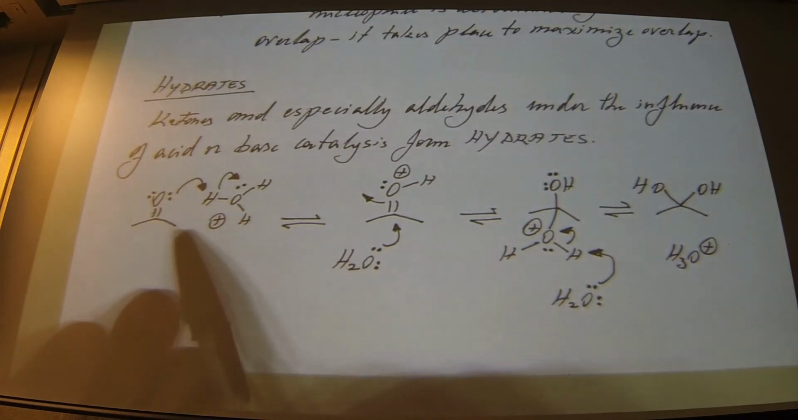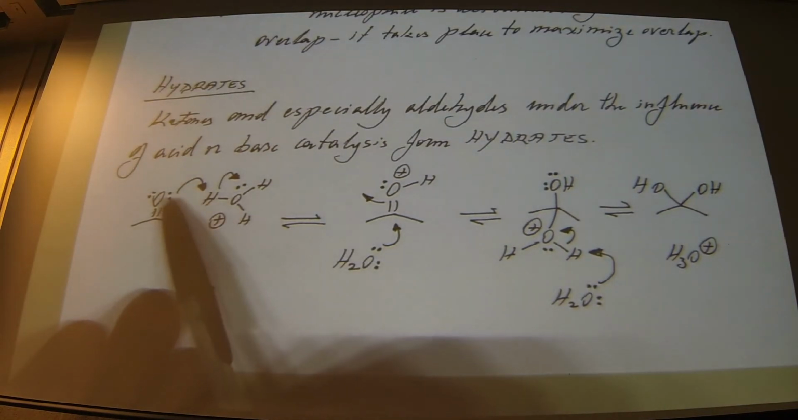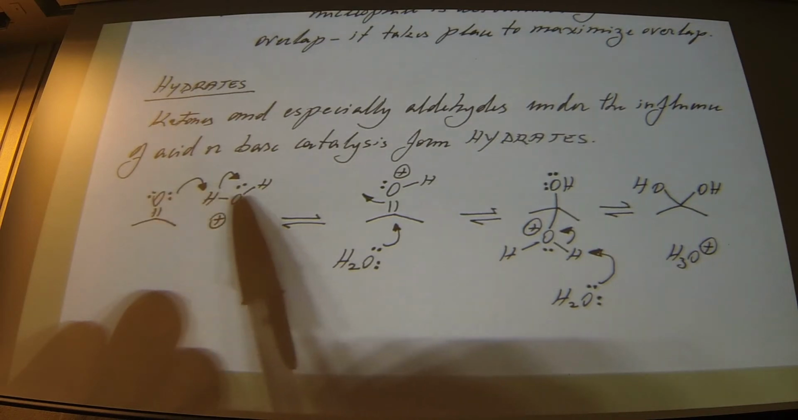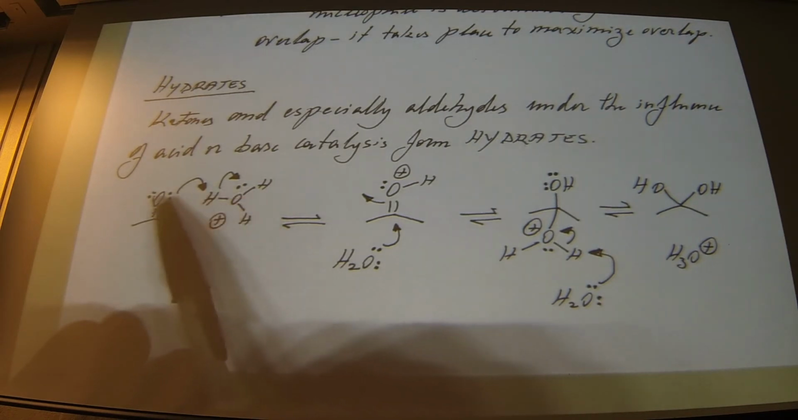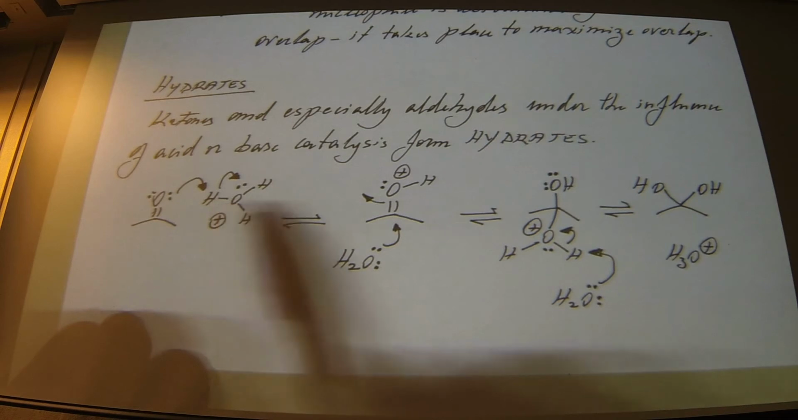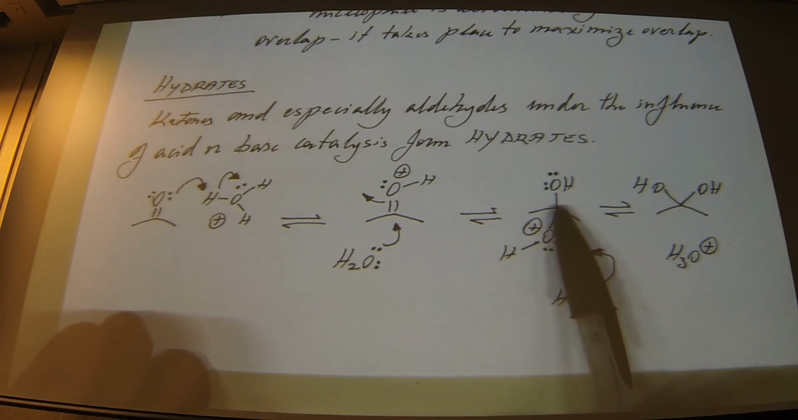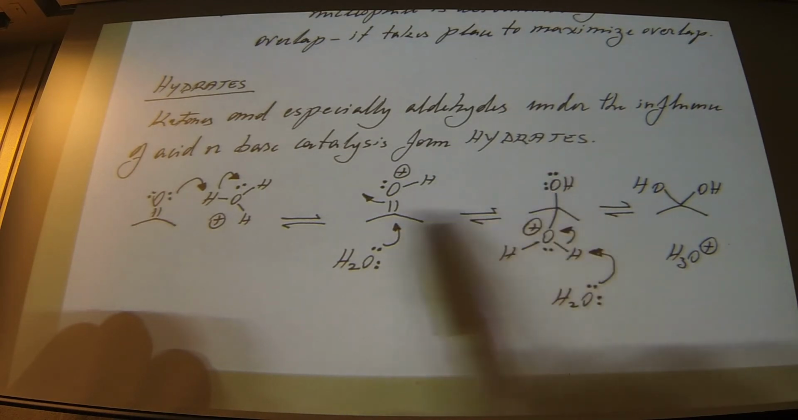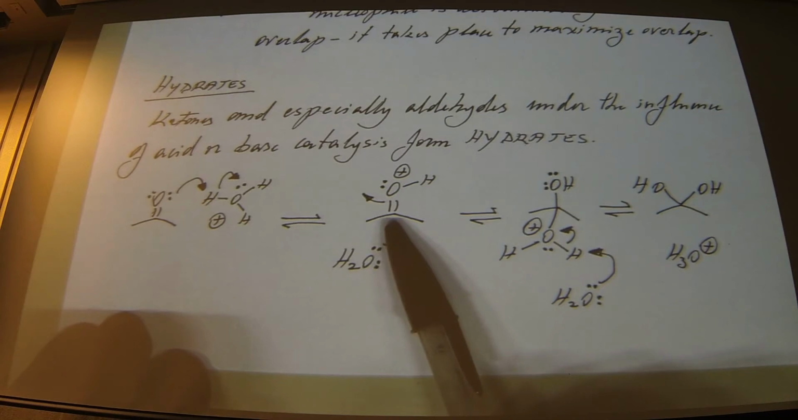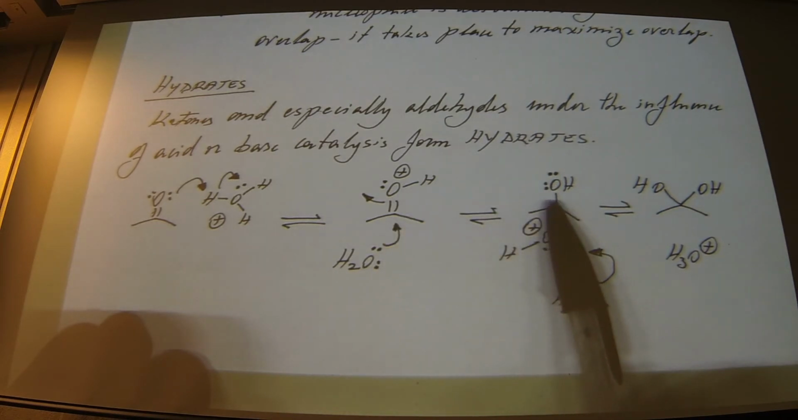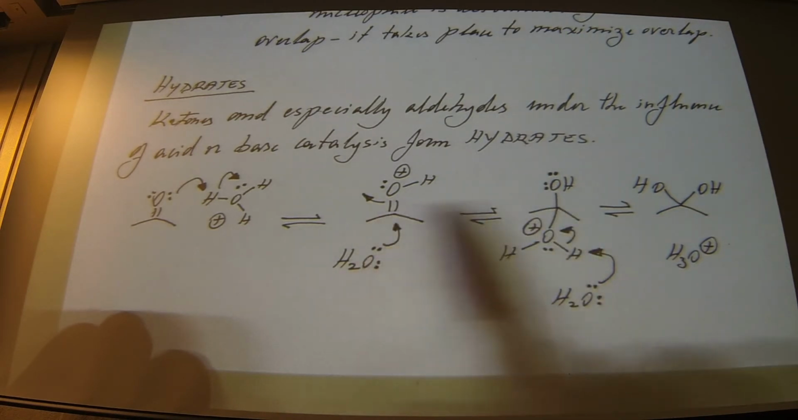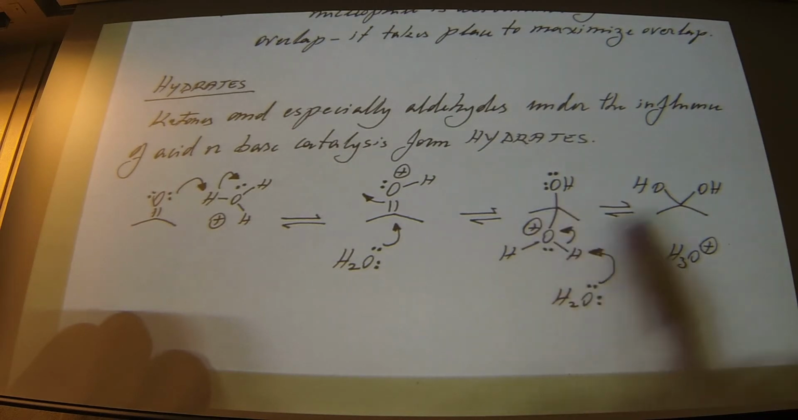Okay, so let's go through it again. In acid, this is going to transfer a proton. That activates the carbonyl for nucleophilic attack. That gives you a tetrahedral intermediate. This is the tetrahedral intermediate. So at this step, I've gone from sp2 to sp3, from planar to tetrahedral, and then proton transfer completes the process.